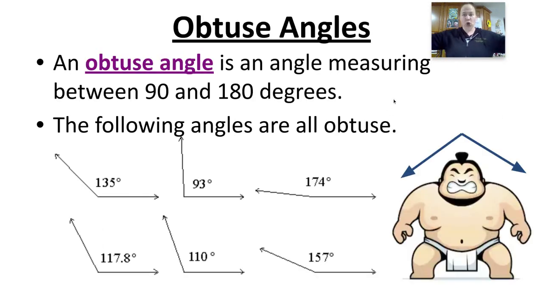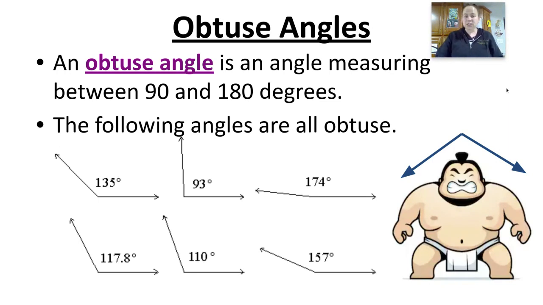Then we have an obtuse angle. An obtuse angle is a bigger angle. It's the angle that measures between 90 and 180 degrees. And these are all obtuse angles. And yes, you do have to say it that way.